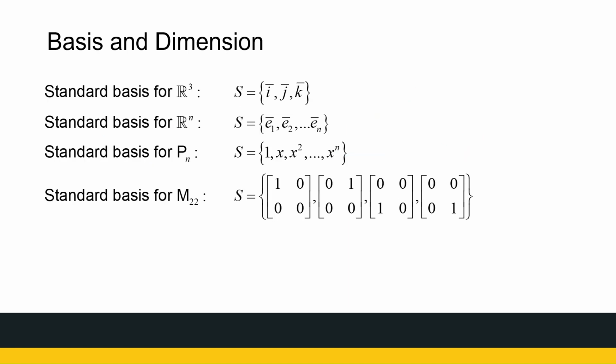All right, just some examples of some standard bases. For R3, i, j, and k, we've seen what they are. Similarly for Rn. For Pn, which is polynomials with degree less than or equal to n, the basis is formed by the following functions. For M22, or 2 by 2 matrices, here's an example of a basis of those.